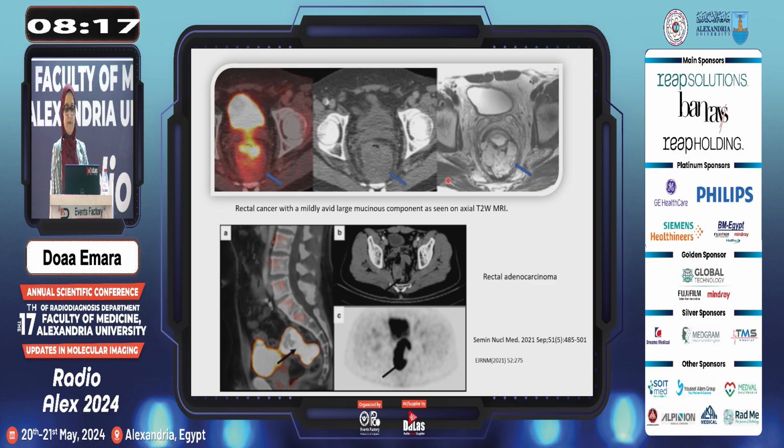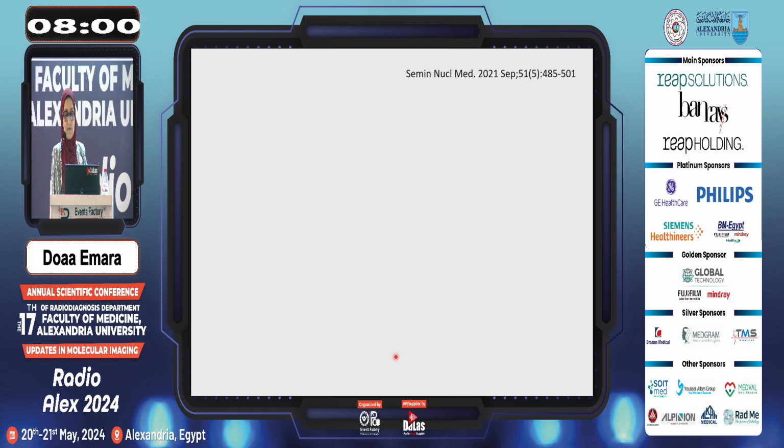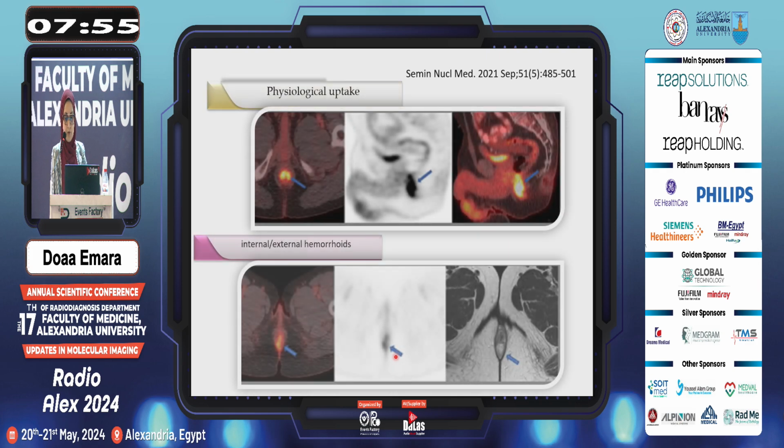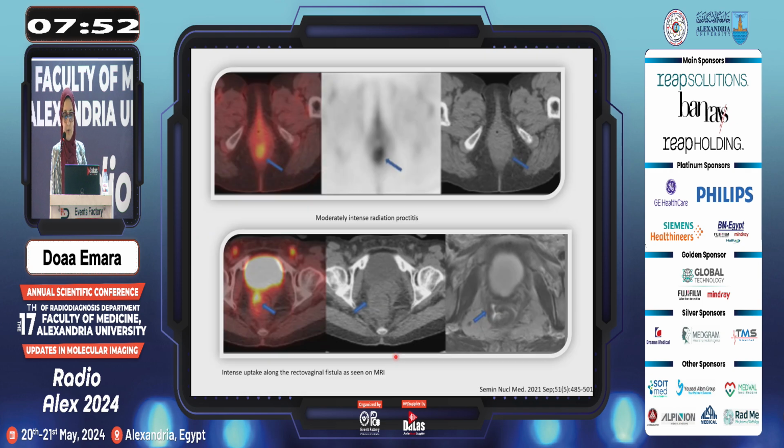Now this is a case of rectal mucinous carcinoma with characteristic hyperintense signal in T2, showing mild uptake in PET study, and compare this with adenocarcinoma that shows intense uptake. And usually differentiate this from intense physiological uptake in the anal canal and hemorrhoids, or post-management complications such as radiation proctitis and rectovaginal fistula, which is nicely demonstrated here in PET study.